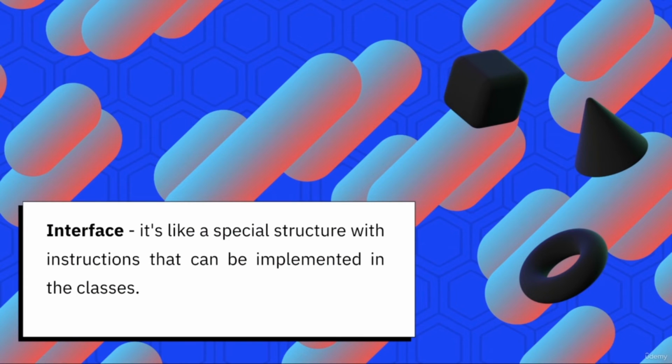Maybe you already know what interfaces are if you know what object-oriented programming is. But if you don't know, in short, it's a special structure with instructions that can be implemented in classes. For example, you can create one interface named person, and in this interface you can type 3 functions that will be implemented by some class. So a class that implements this interface must create these 3 functions that were described in the interface. Now let's go to the interface creation.